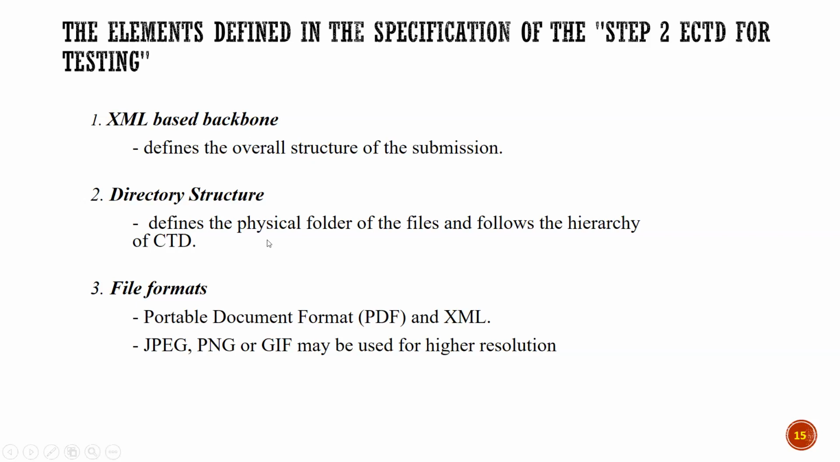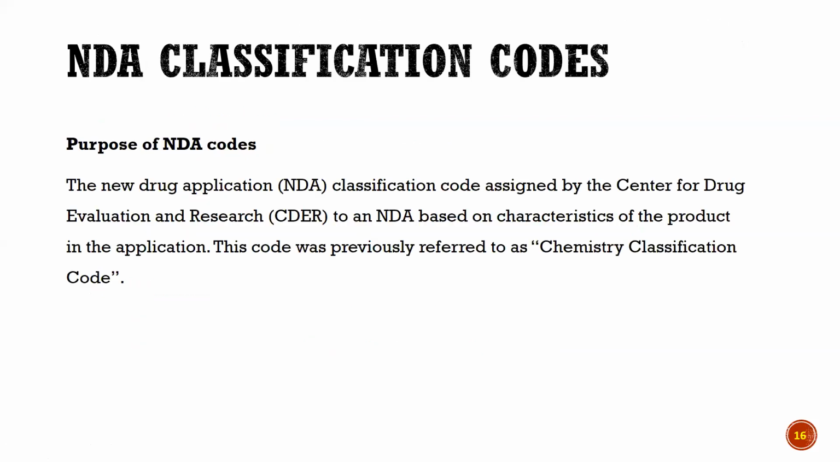Directory structure defines the physical folders of the files and follows the hierarchy of the CTD. The XML based backbone defines the overall structure of the submission. XML plays a very important role in the eCTD submission, as it talks about the complete structure of the submissions. The one XML, if you give it to the regulatory authority, the entire data will be pulled out in their own tools. So coming to the classification codes of the NDA.